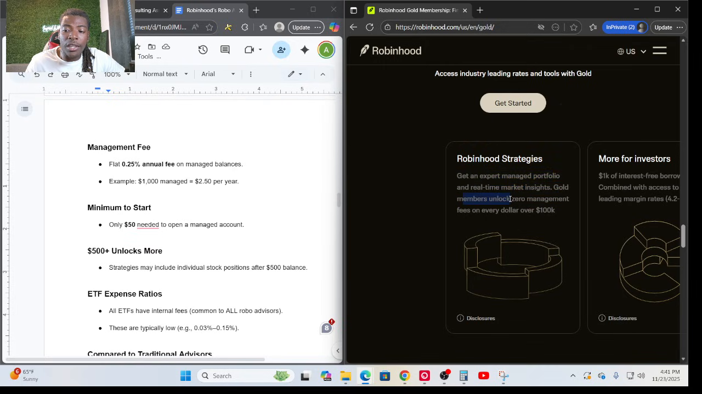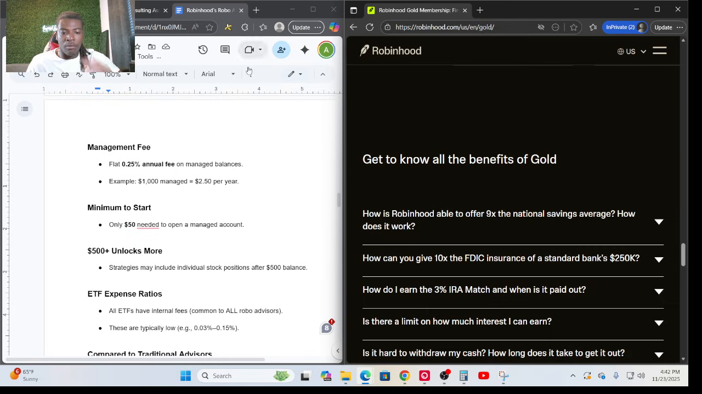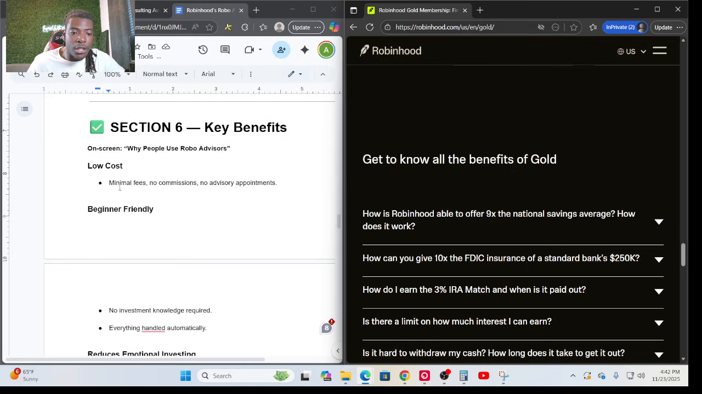Gold members unlock zero management fees on every single dollar over $100,000. You guys, there's some more stuff on here you guys can check out. But come through here, check it out. Check out Robinhood Gold. Back to what we were saying. Key benefits: no minimums, no fees, no advisor appointments, which is great. Now, there are some downsides, and I'm not sure if I put it on here, but you guys don't get that estate planning. You don't get that 401k allocation. You guys don't get the 403b for your kids. Let's see what else we're missing.